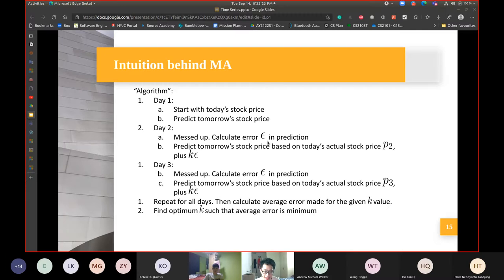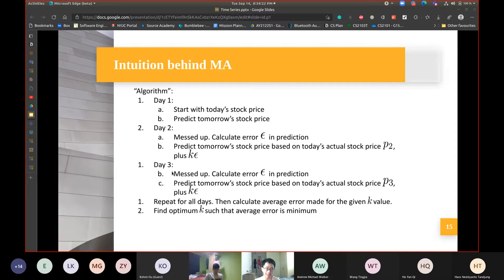Then you realize, since I've made this mistake E, I'm going to change the way I make my prediction according to how big this E value is. If E is super big, then I'm probably super wrong and I need to adjust my prediction by a lot. If E is small, then the way I make my prediction is roughly correct, so I'll stick to it. That's the intuition here. We're going to predict the stock price on day three using day two's price, P2, and a function of the error. Here is a linear function, so it's very simple. If my error is big, I'll change by a lot. If my error is small, I won't change by a lot. And then you just repeat this over and over again. This is what we mean by using the error to predict.